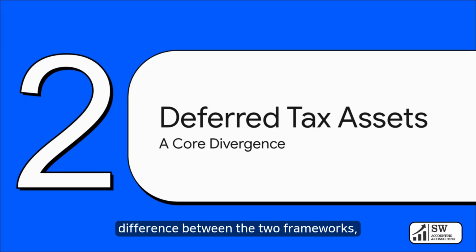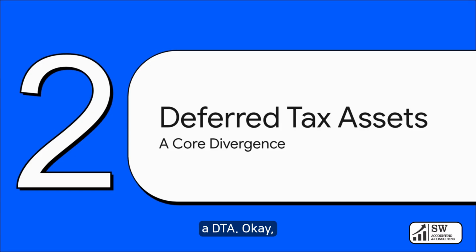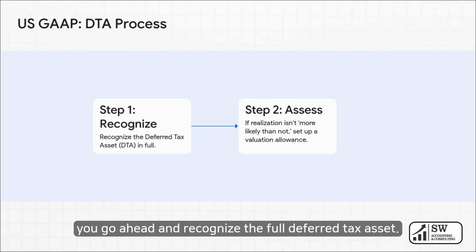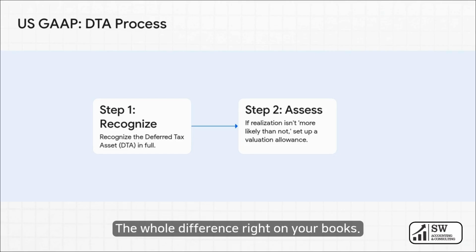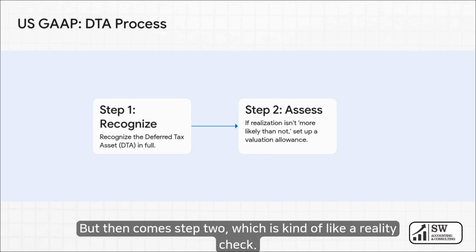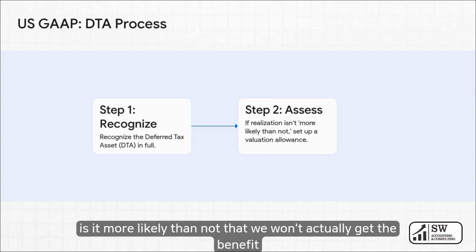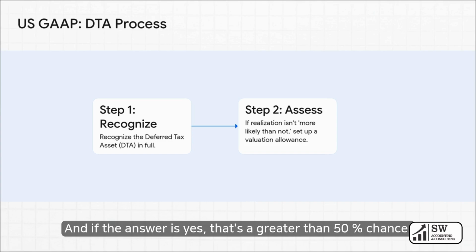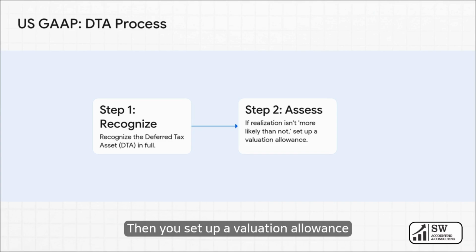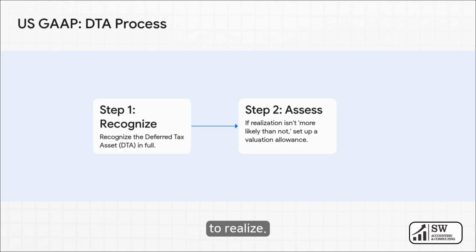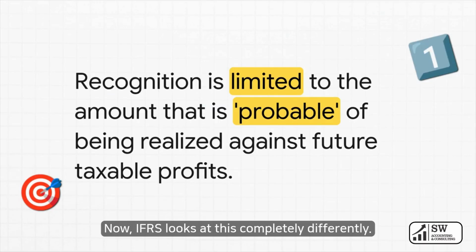This is arguably the single biggest mechanical difference between the two frameworks, how you account for a deferred tax asset or a DTA. Okay, so under US GAAP, it's this two-step dance. First, you go ahead and recognize the full deferred tax asset, the whole shebang, right on your books. But then comes step two, which is kind of like a reality check. You have to ask yourself, is it more likely than not that we won't actually get the benefit of some of this? And if the answer is yes, that's a greater than 50% chance, then you set up a valuation allowance to knock the DTA's value down to what you actually expect to realize.